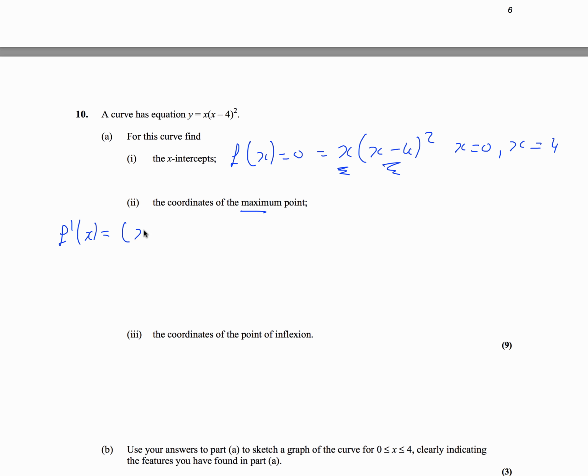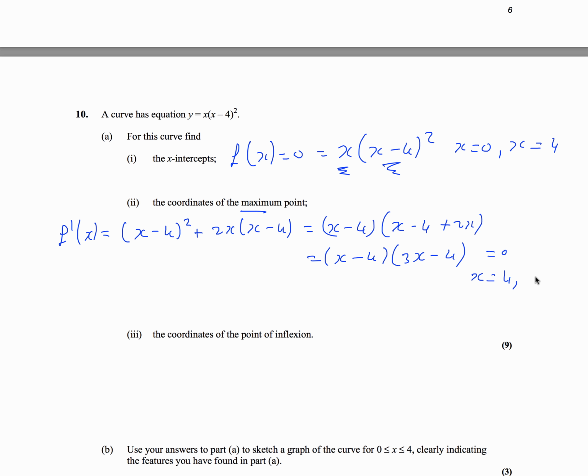So what do I have? I've got (x minus 4) squared plus 2x(x minus 4). I've got x minus 4 common, leaving me 1(x minus 4) plus 2x, so that's going to be (x minus 4) and (3x minus 4). So this is going to be 0 at x equals 4 and 4/3, right, the maximum point.